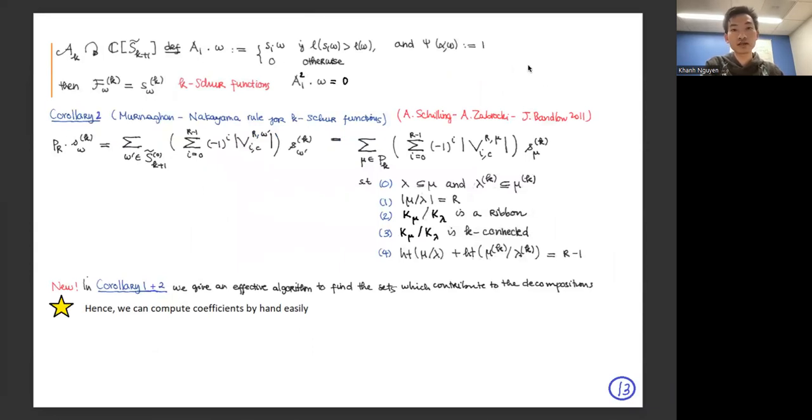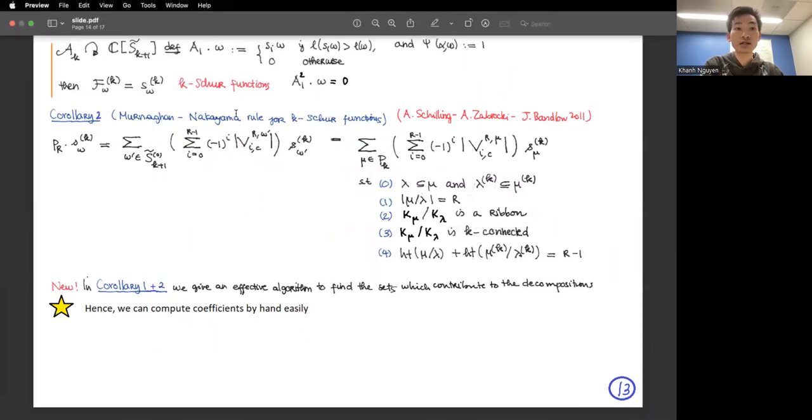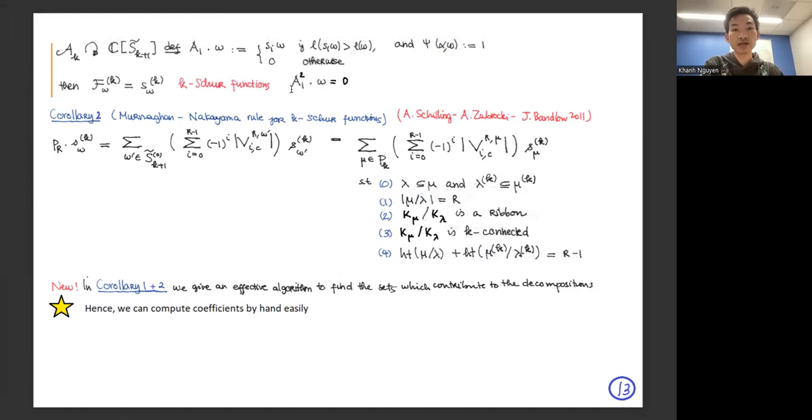Next, there is another corollary. When we consider AK on the group ring of the alpha symmetric group defined by this action, in this case the function FWK coincides with the K-Schur function. And in this case, you can easily see that the action of AI squared on W equals 0. If you suppose that AI acting on W equals 0, then there is nothing to prove. But now if you suppose that AI acting on W is non-zero, it should be SIW by the definition here.